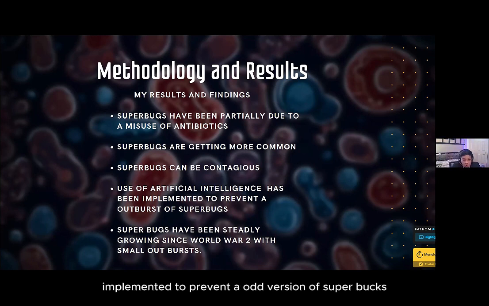outburst of superbugs. Many researchers have been using AI to develop a system where they can prevent people from misusing antibiotics and give them the perfect time to use antibiotics, and make sure that they have the right antibiotics and aren't using old or used antibiotics. Superbugs have also been steadily growing since World War II with small outbursts.